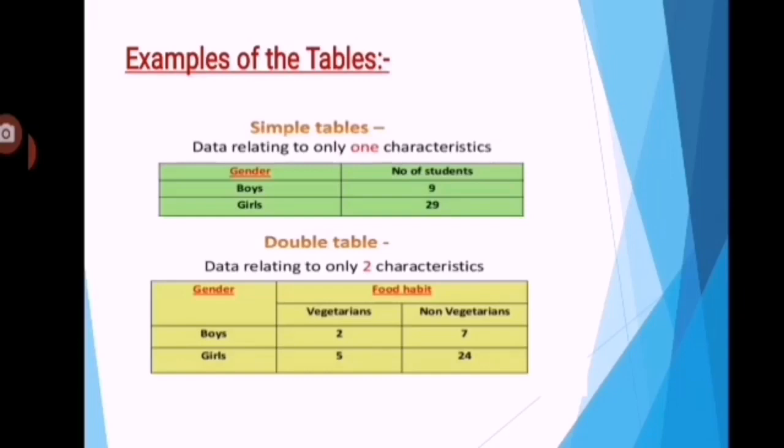And the next we see is the double table. It has data relating to two characteristics. When two characteristics occur, we put a double table. Two characteristics: one is gender, one column, another one is food habits. These are two characteristics. The food habit is again divided into two columns: one is vegetarian and the other non-vegetarian. The boys: 2 vegetarian and 7 non-vegetarian. Girls: 5 vegetarian and 24 non-vegetarian. This is the sample of a double table. When two characteristics occur, we put a double table.